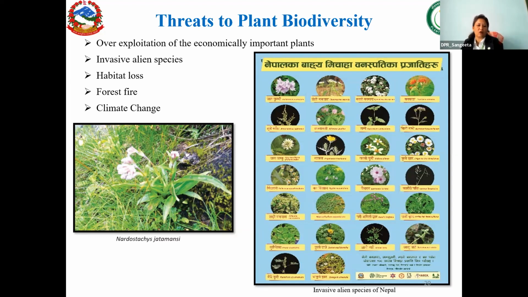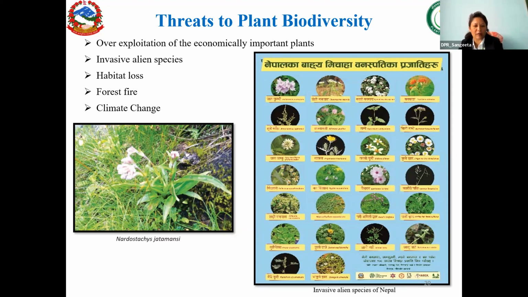Next is habitat loss, the destruction of habitat due to deforestation or developmental work. It is a challenging threat right now, because development is our most important need. That's why we have to consider diversity as well while we are doing development work. Now next is forest fire. Recently we have heard of massive forest fires throughout the country. So forest fire has to be prevented to save these important plant species.